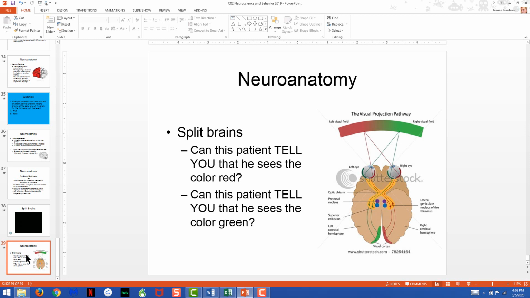So let's take a look at this individual in the diagram here. This person is looking at an image that has a red color and a green color on the left and right sides respectively.